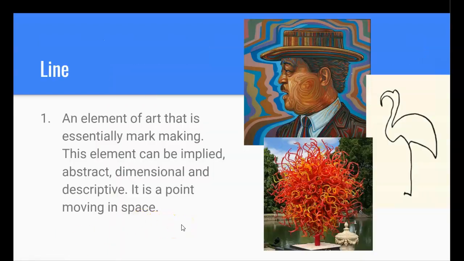Okay, so elements of art are basically things that you see in just about every single type of artwork, whether that's the main focal point of the piece or not. So, for instance, line is one of the elements. Line is an element of art that is essentially mark making.